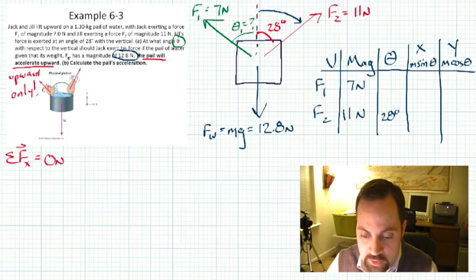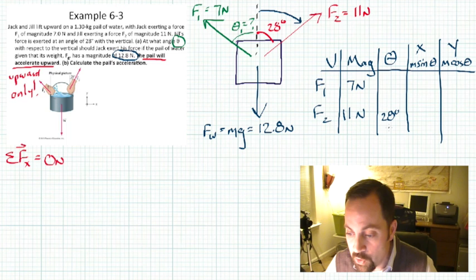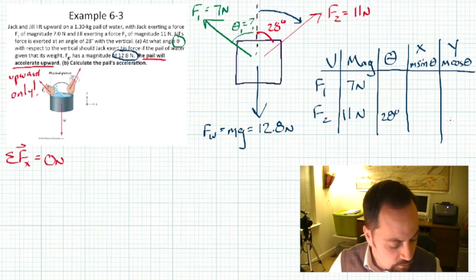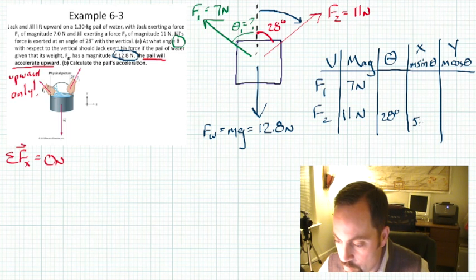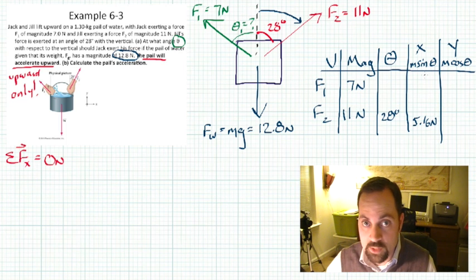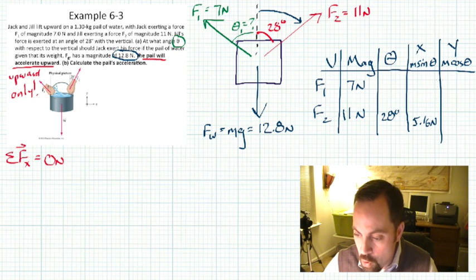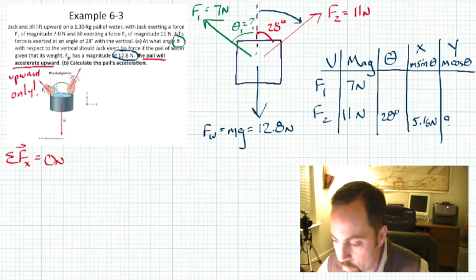So what are our x and our y's? Well, our x component for vector 2, x and y we can find because we know the angle and the magnitude, right? For vector 2, that's going to be 5.16 newtons. So it's 11 sine 28, 5.16. And y is going to be 11 cosine 28. That'll be 9.71.